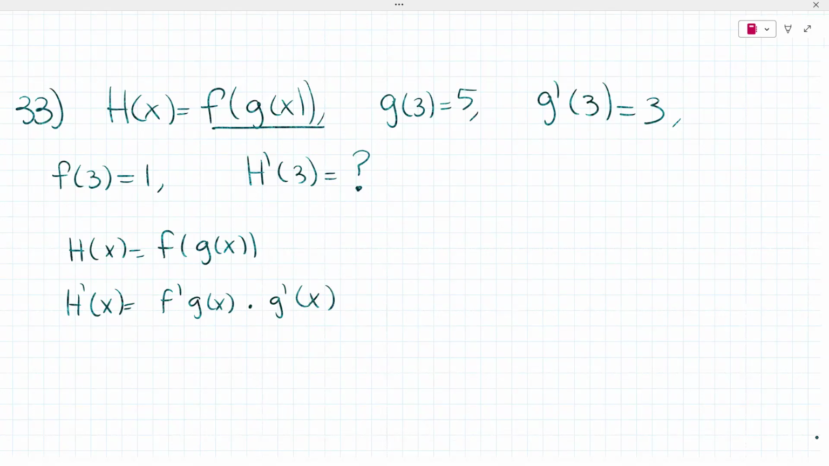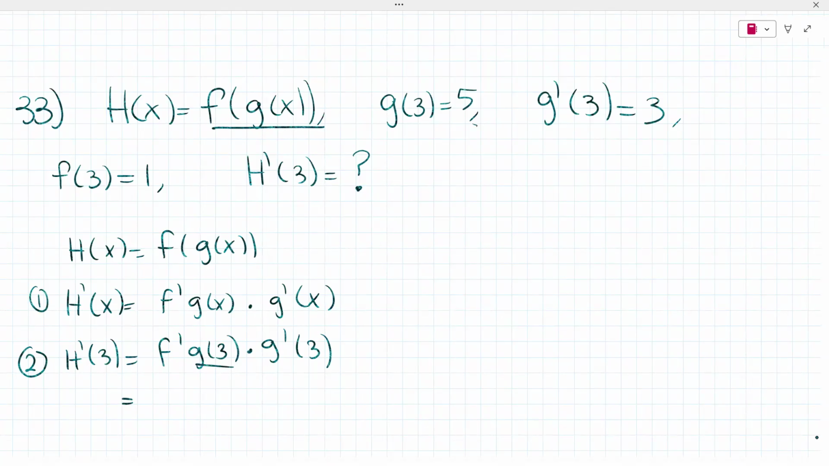And then we must plug in 3. Step 1 is the chain rule, and step 2, plug in 3 for your x. So it's f prime of g of 3 times g prime of 3. And then we use what we have to fill in the blanks. So g of 3 is 5 because that was given. So it's going to be f prime of 5 times g prime of 3. That's given. That's going to be 3.